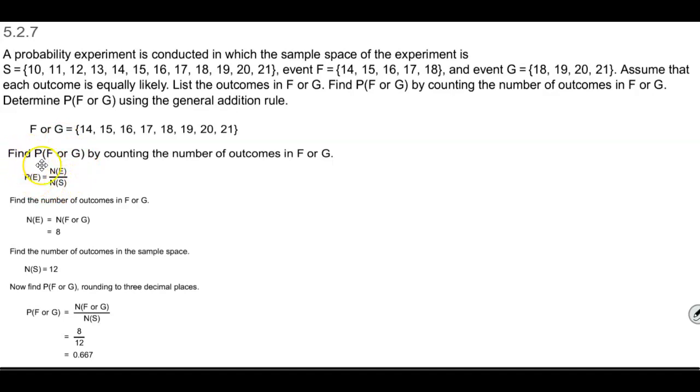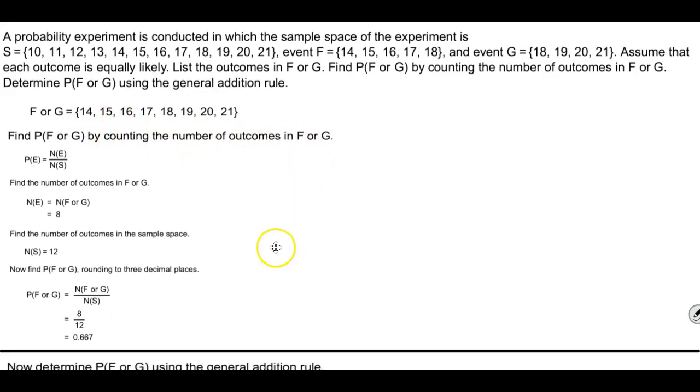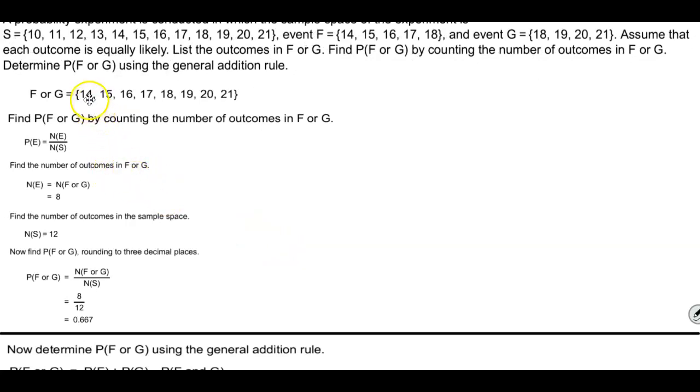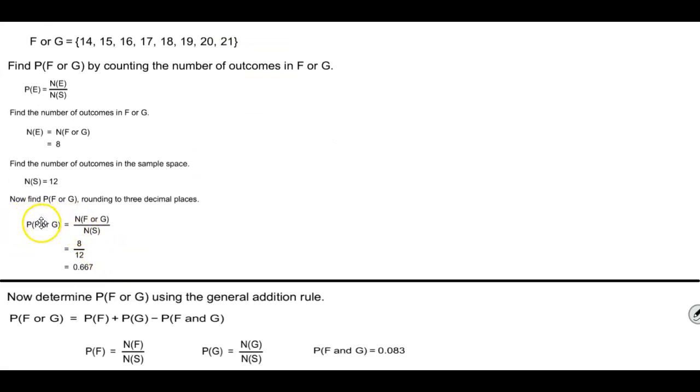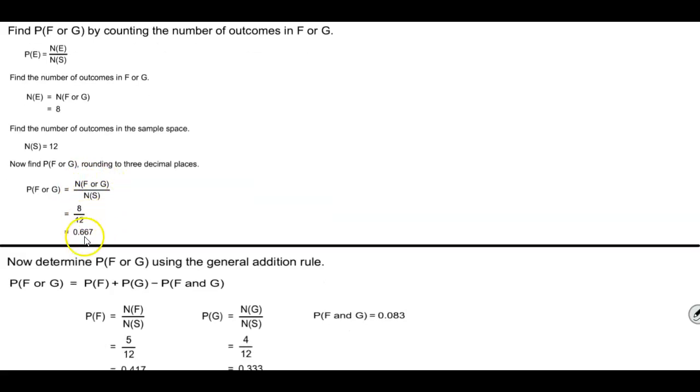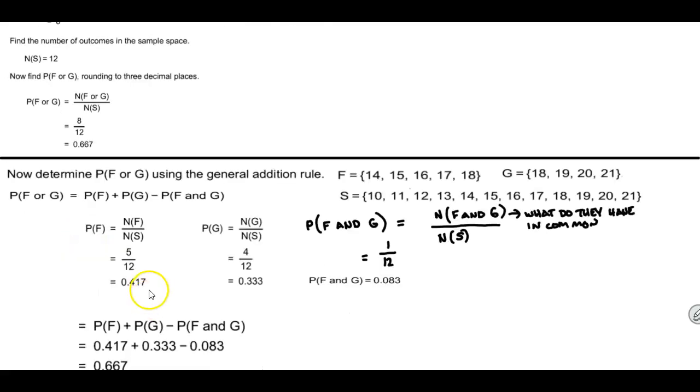So we want to be able to find the probability of F or G by counting the number of outcomes in F or G. So to find the number of outcomes in F or G, we can see that we have a total of 1, 2, 3, 4, 5, 6, 7, 8. So therefore the number of outcomes in F or G is 8. And the number of outcomes that are in the sample space are 1, 2, 3, 4, 5, 6, 7, 8, 9, 10, 11, 12. So therefore the probability of selecting a number in F or G is taking the number that's in that F or G divided by the number in the sample space. So 8 divided by 12 then becomes 0.667.